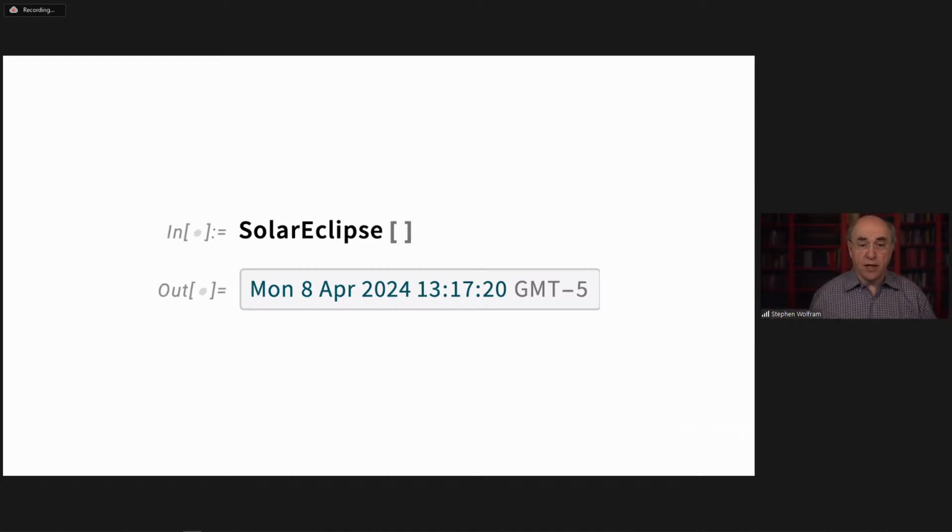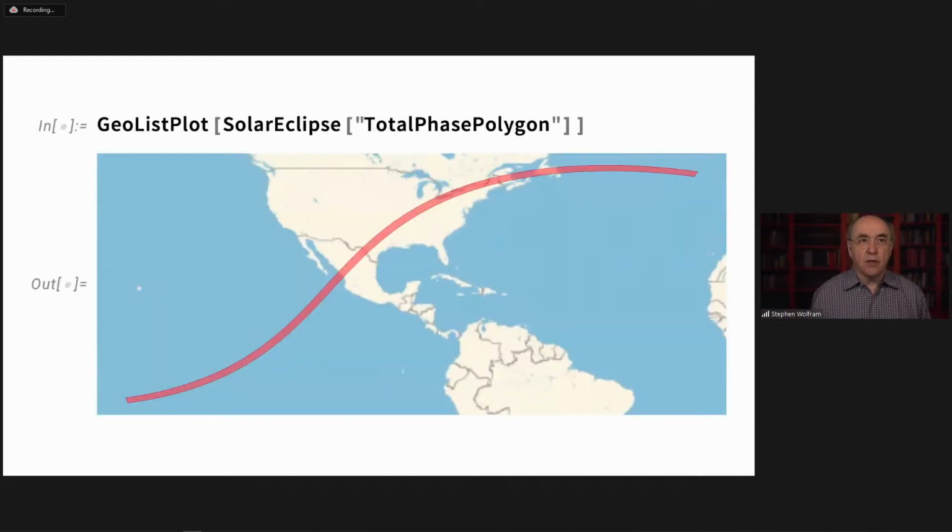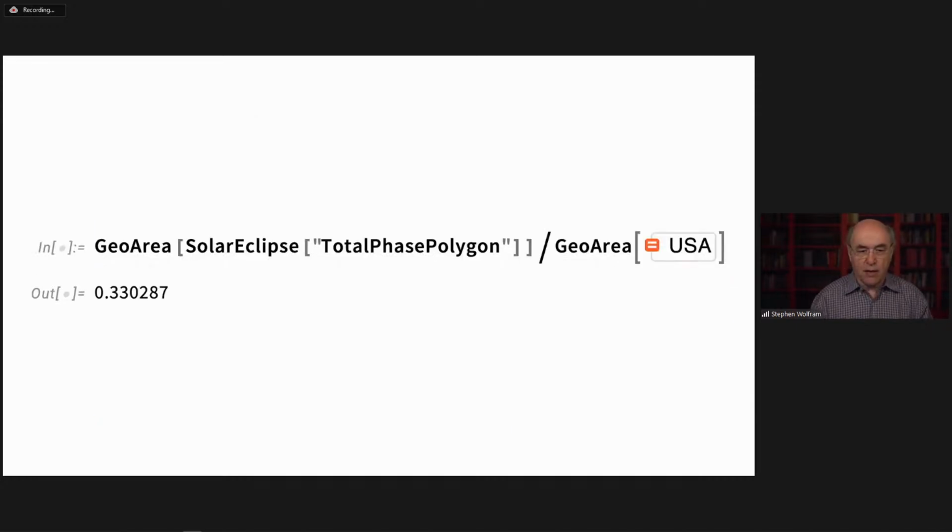It's also easy to find out and plot where the region of totality will be. And there we just have a GeoListPlot of SolarEclipse of total phase polygon, and you got this big stripe going across the US in the case of the upcoming eclipse. We could, for example, determine the total area of totality, including, well, lots of ocean and some of Canada, that the total area of the eclipse will be about a third the area of the US. You can compute that with GeoArea of the solar eclipse polygon divided by GeoArea of USA, and the answer is 0.33.